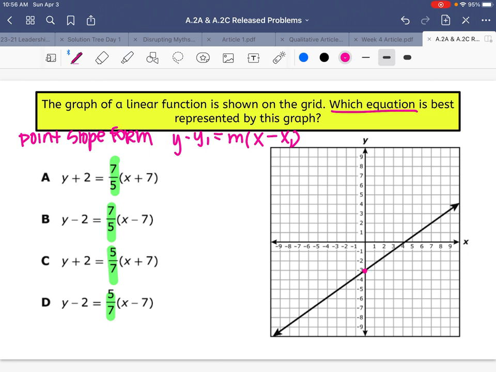Again, finding clean points. So I'm going to use the y-intercept of negative 3, and I see 7, 2. So my vertical change went from negative 3 to 2, so I've increased by 5. My horizontal change went from 0 to 7, so I've increased by 7. So my slope, which is change in y over change in x, will be a positive 5 over a positive 7. So I can get rid of answer choices A and B.